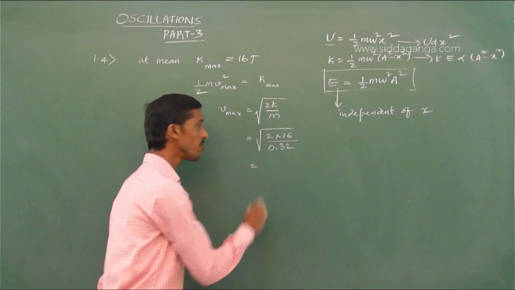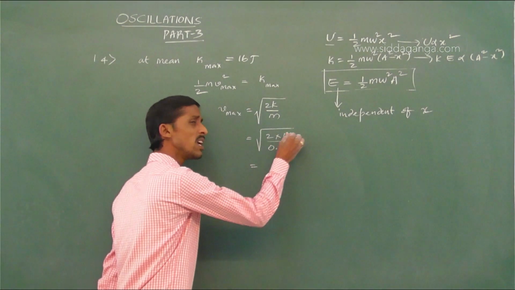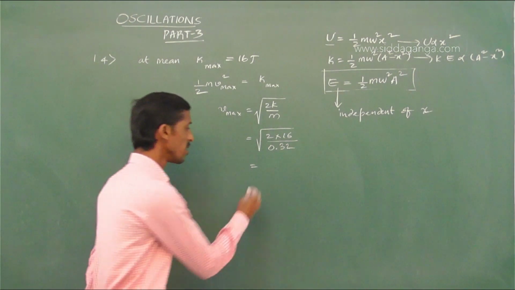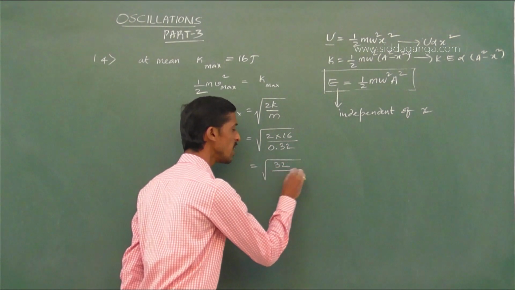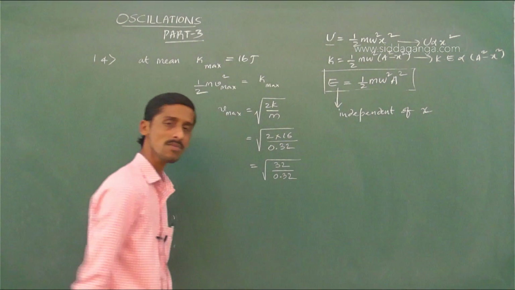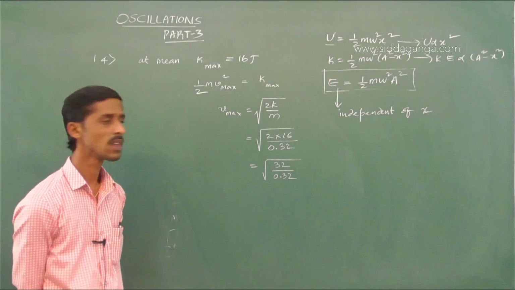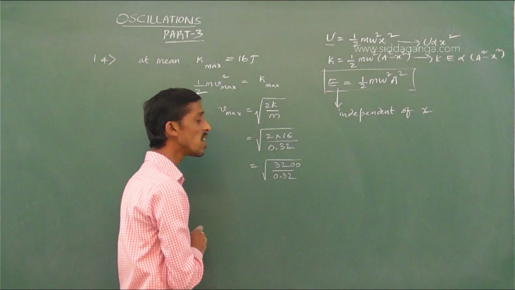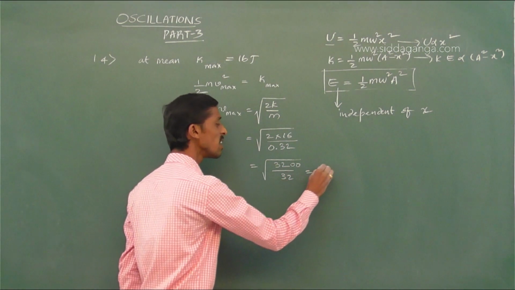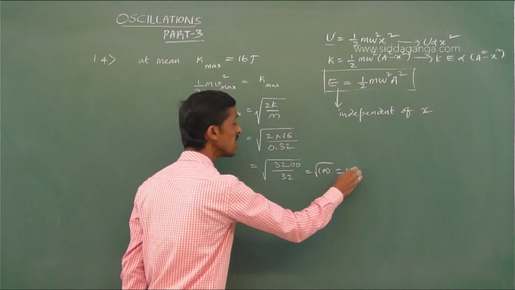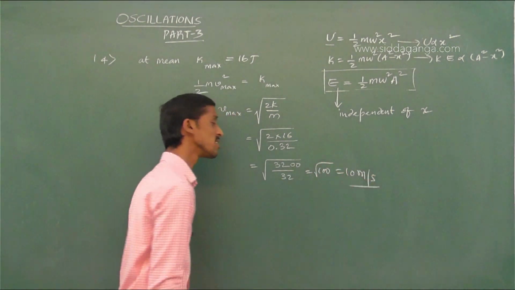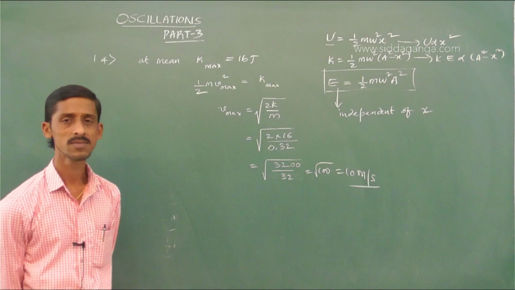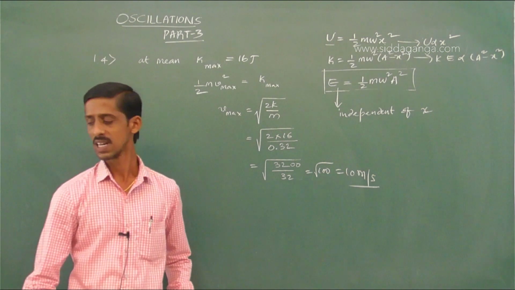So 32 divided by 0.32, square root of 32 divided by 0.32, that is 320 by 3.2, which is 3200 by 32. So that is equal to square root of 100. So 10 meter per second. Next question.